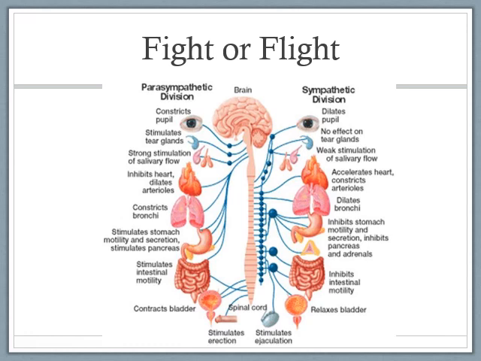Your parasympathetic division constricts pupils, it stimulates your tear glands, it inhibits the heart, it dilates arteries, so it does the opposite. It constricts bronchi, it stimulates stomach motility and secretion. It contracts the bladder and it stimulates erection.